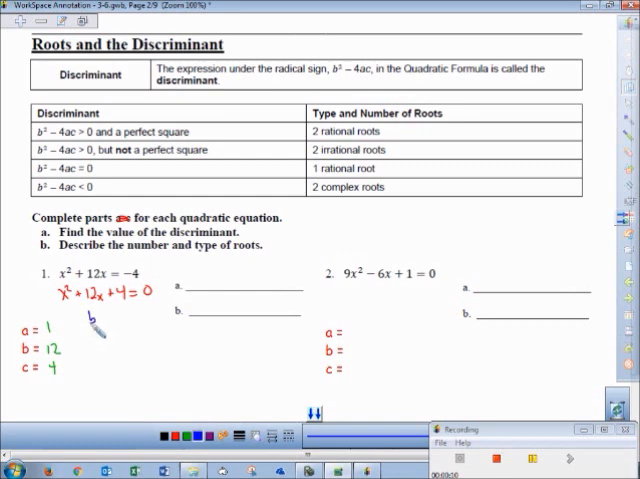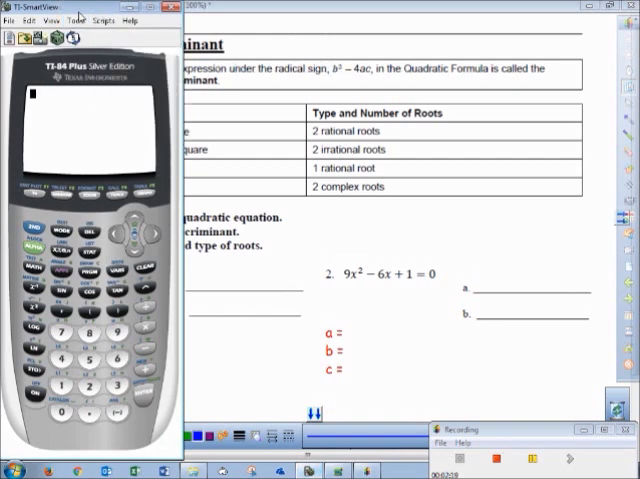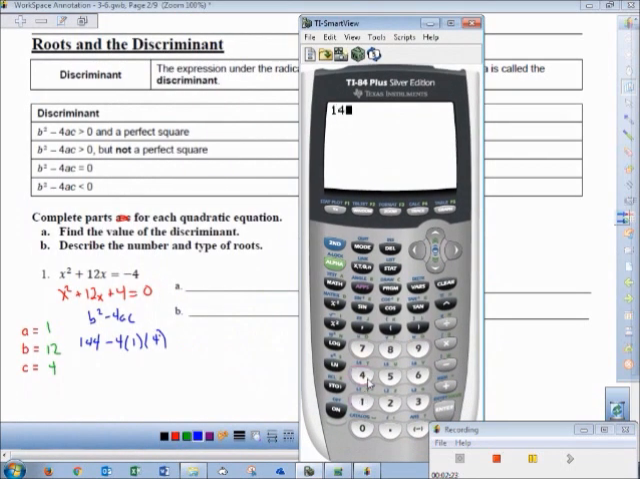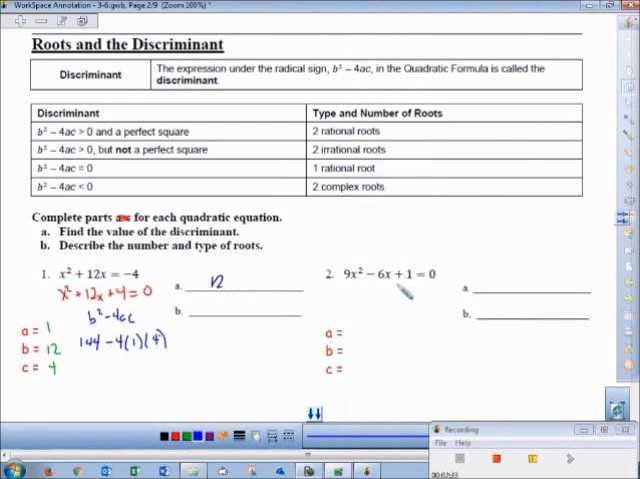And then I personally like to write b squared minus 4ac down, because they want to know the discriminant. And then I'll substitute right underneath that. That would be 144, because that's what b squared is, minus 4 times 1 times c, which is 4. And then I will let my calculator do the rest for me. 144 minus 4 times 1 times 4, and boom, I get a discriminant of 128.